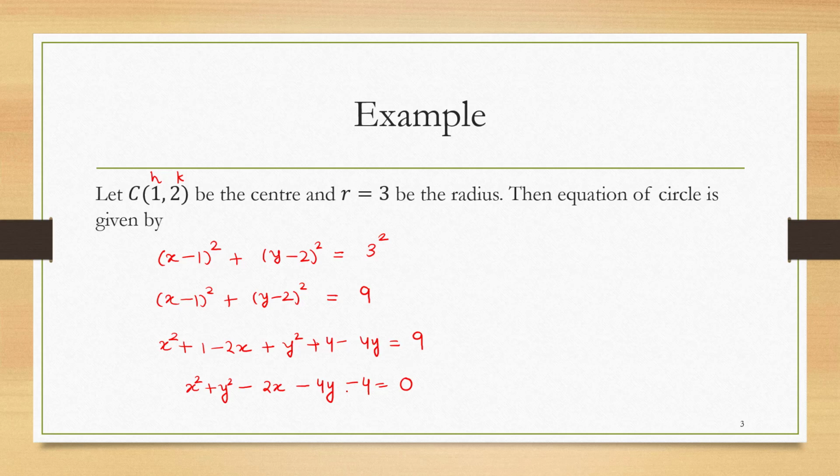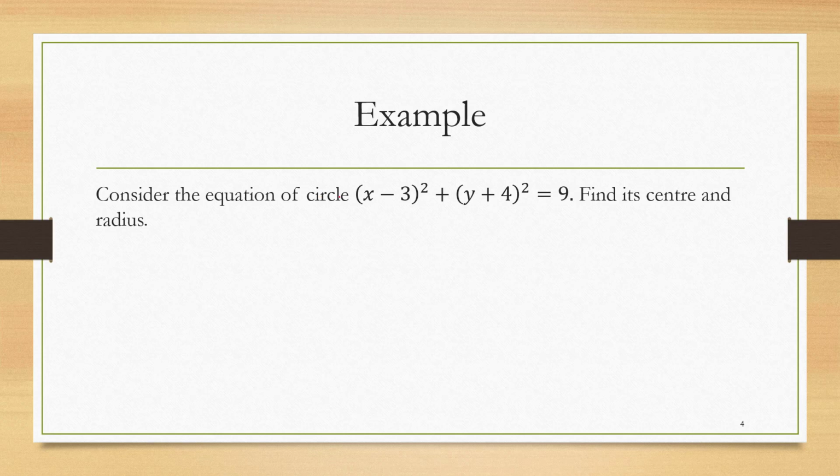Now let's see the converse part, that we are given equation in this form and we have to find the center and the radius. Let's see. Consider the equation of circle (x minus 3) whole square plus (y plus 4) whole square is equal to 9. Find its center and radius.